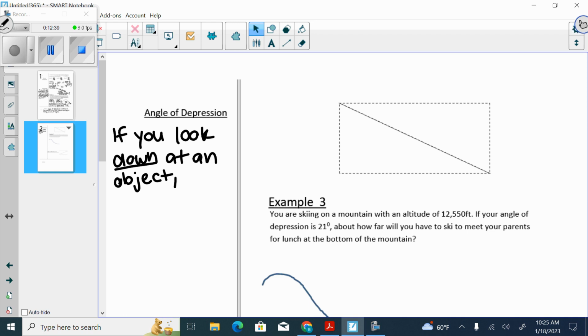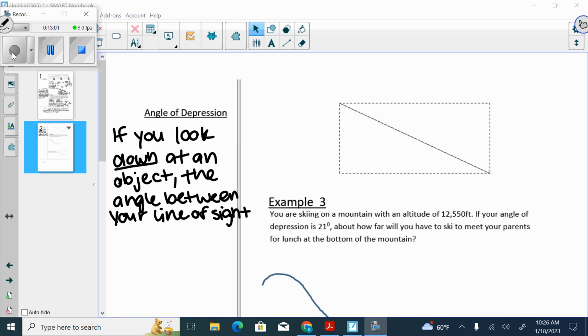The angle between your line of sight, just like the last time, and that horizontal line, between that line of sight and a horizontal line, is the angle of depression.